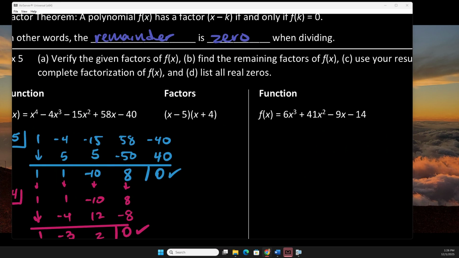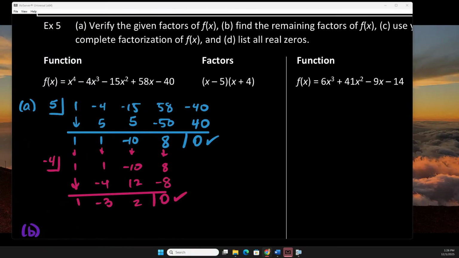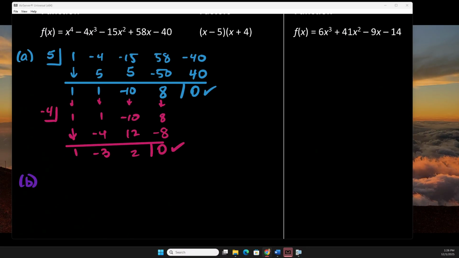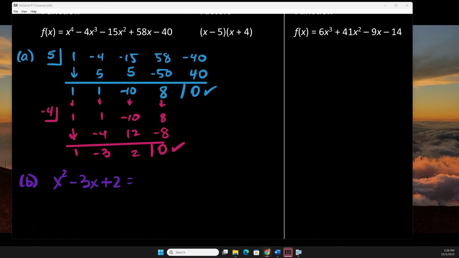Okay, part B asks us to find the remaining factors. To find the remaining factors, we're going to use these numbers. It started off as a quartic, x to the 4th. I did synthetic division once, and it changed it to a cubic. And then when I do synthetic division again, what should it change it to? Squared, a quadratic. So this is going to be 1x squared minus 3x plus 2. To find the remaining factors of f, I just need to factor that.